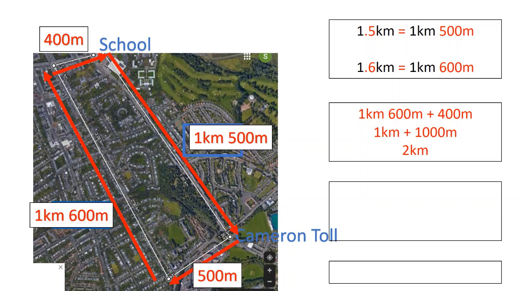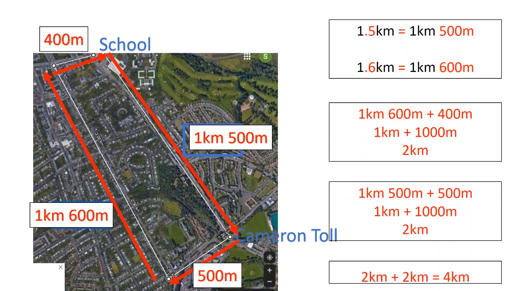Similarly, the other two lines that are left, I've got 1 kilometre 500 metres and 500 metres. If I add them together, that's 1 kilometre add 1,000 metres, and it's 2 kilometres. So now my distance is 2 kilometres add 2 kilometres, which is 4 kilometres around the whole shape.